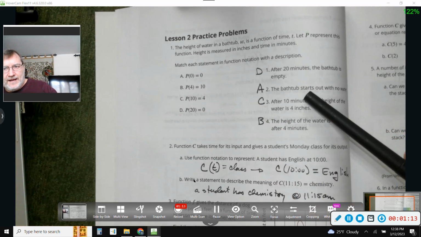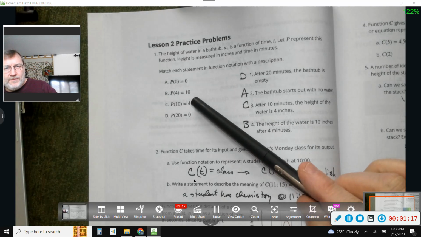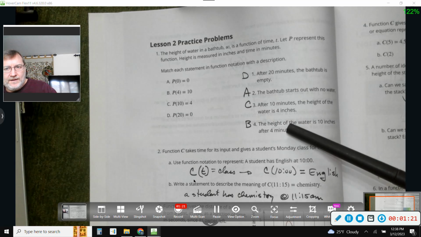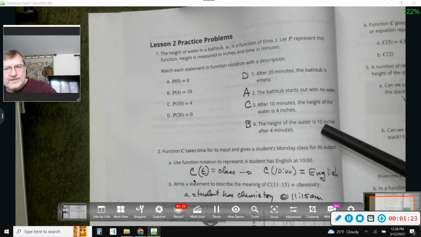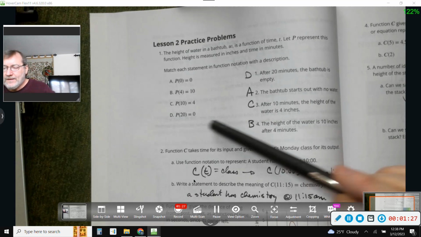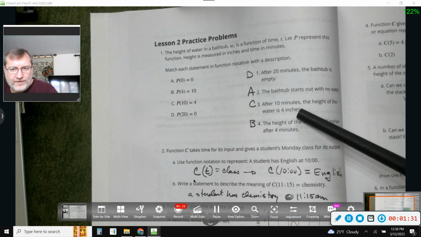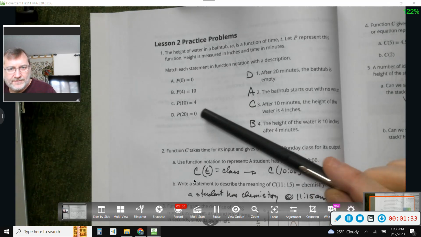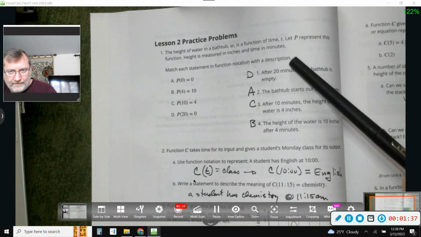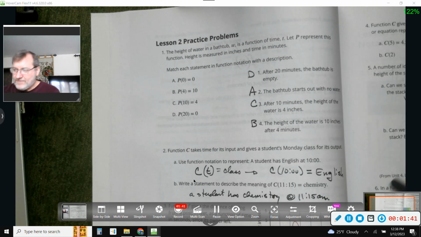I said that was A. The bathtub starts with no water. Okay. After 4 minutes, it's got 10 inches in it. Let's see. After 10 minutes, nope. The height of the water is 10 inches after 4 minutes. Yeah, that's a good way to say B. And C. After 10 minutes, the height of the water is 4 inches. All right, that looks good for the C. And then D, after 20 minutes, the bathtub is empty. So it must be draining the water.